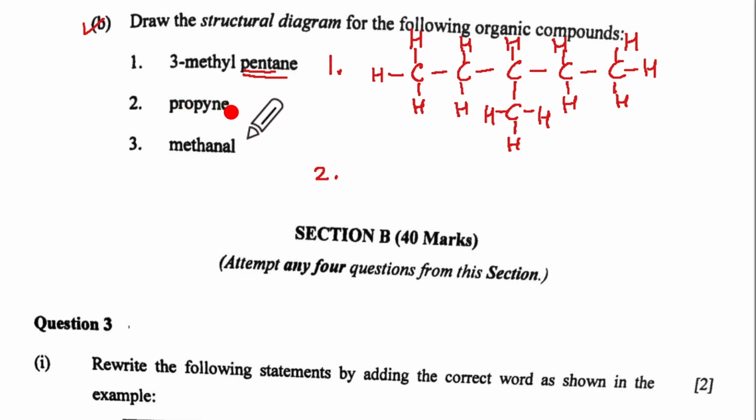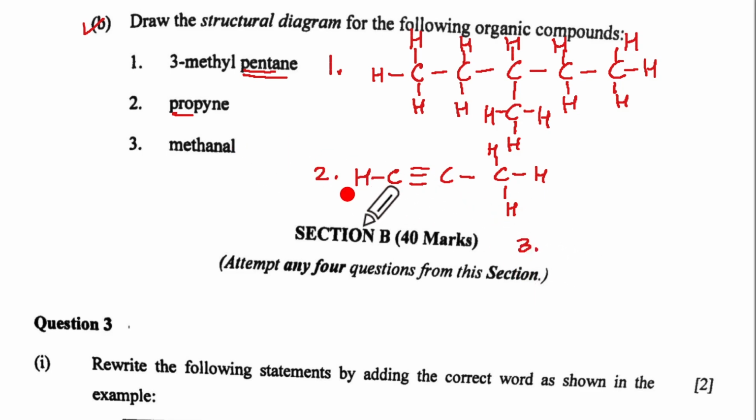Second structure is propyne. The root word is prop, means 3 carbons. But it is yne, so we will show a triple bond here. Each carbon must have 4 valencies, 1, 2, 3, 4 for this carbon. So this is complete. This 1 carbon, 1 valency of carbon, and then 1 valency, 1 valency, 1, 2, 3, 4. 4 valencies of the last carbon, and this becomes our structure for propyne.